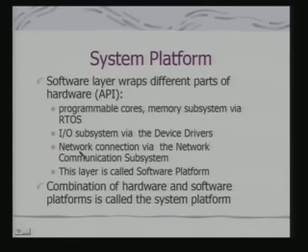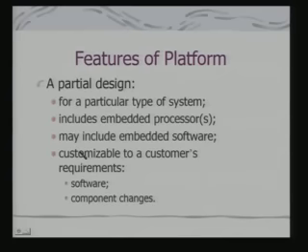Okay. So, what will be the features of a platform? In a sense, a platform represents a partial design for a particular type of system. It includes embedded processors, may include embedded software through APIs, actually they do include software, and which can be customized to the customer's requirement by changing the software or through component changes.